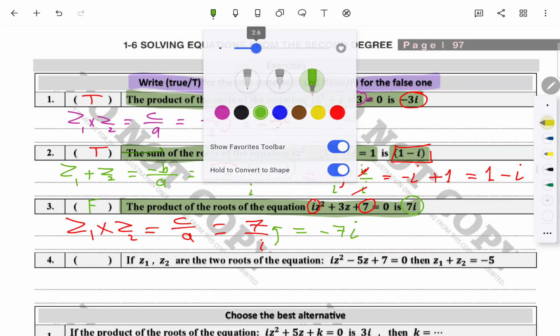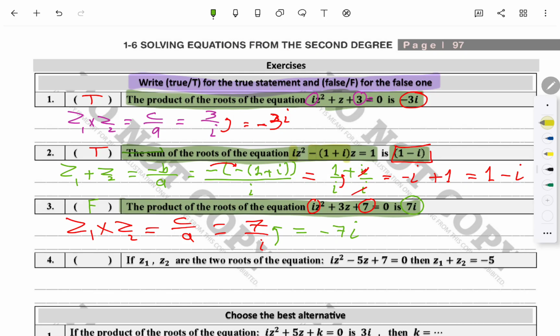In number 4, you can see that you have: if z1, z2 are two roots of the equation, then z1 plus z2 equals negative 5. When he said "if", this means he is giving you something, so you try to use the given.